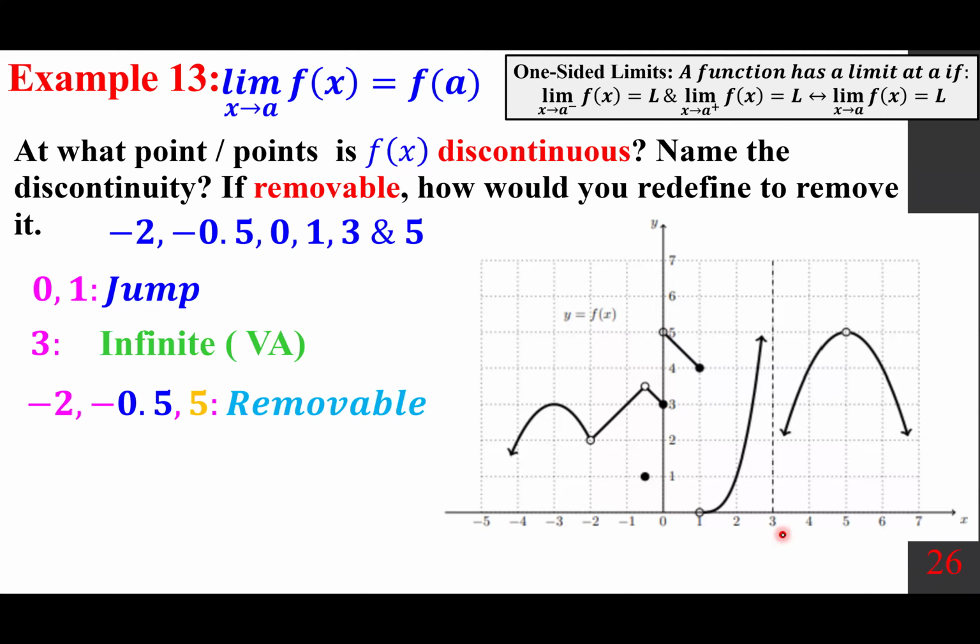So let's start with negative 2. Along the x-axis, the first one that is removable is -2. So if we approach -2 from the left and right, from the left we are moving this way, from the right we are moving this way towards this point which has a y coordinate of 2. Therefore, if the limit exists and it's equal to whatever, in this case it happens to be 2, we redefine f of -2 as being equal to 2. That fixes the problem.